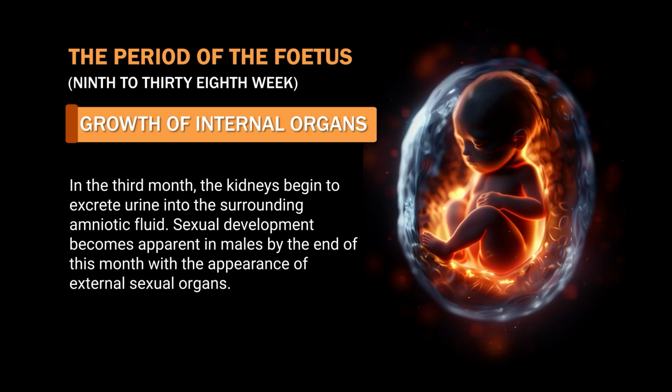Now, what happens during the 3rd month in the period of the fetus is that sexual development becomes apparent in males by the end of this month, with the appearance of external sexual organs. So towards the end of the 3rd month, the sexual organs start exhibiting themselves, and you come to know the sex of the child. So that is what happens. And similarly, the kidney also begins to excrete urine into the surrounding amniotic fluid in which the child is there.